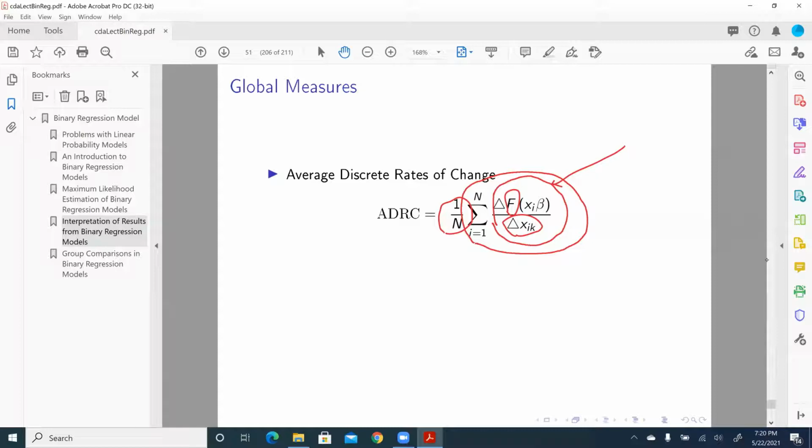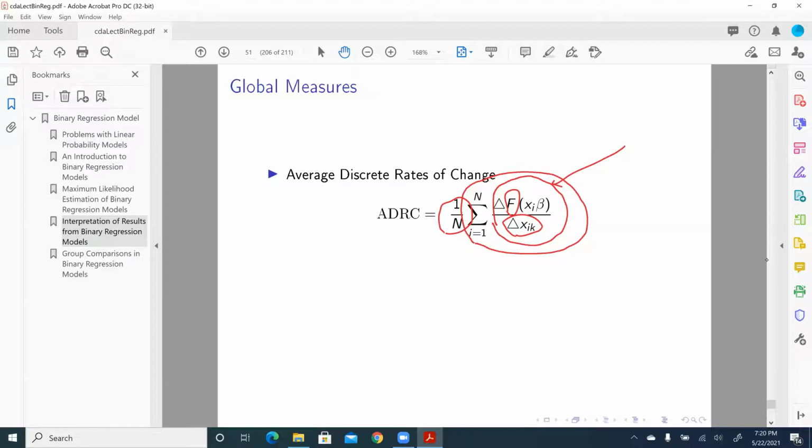Then people are gonna say, well, every xi is different, right? Every row vector for covariates is different. How are we going to deal with that? Well, usually when we look at average discrete rates of change, we're going to hold all other values of covariates at their observed location, okay, for every single case. We don't change them. Then we only change the variable of our interest.